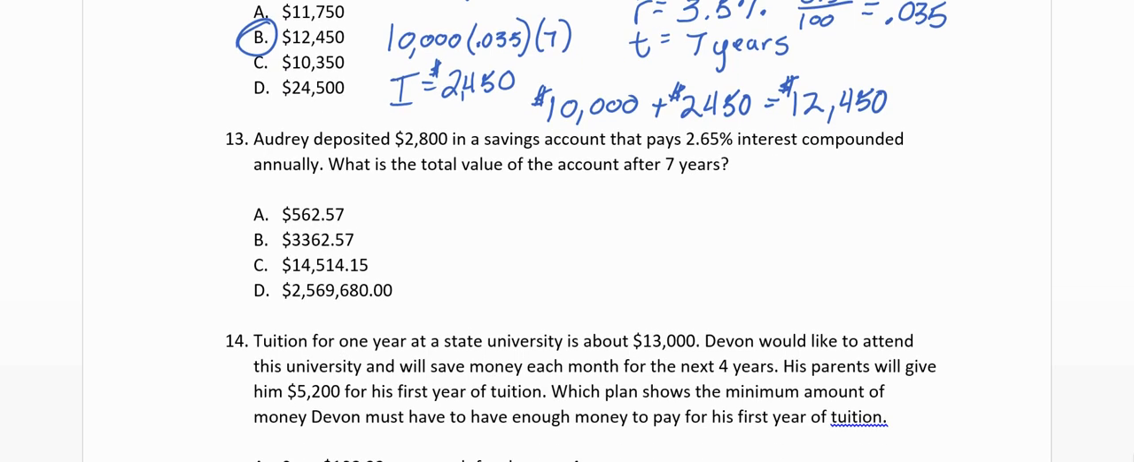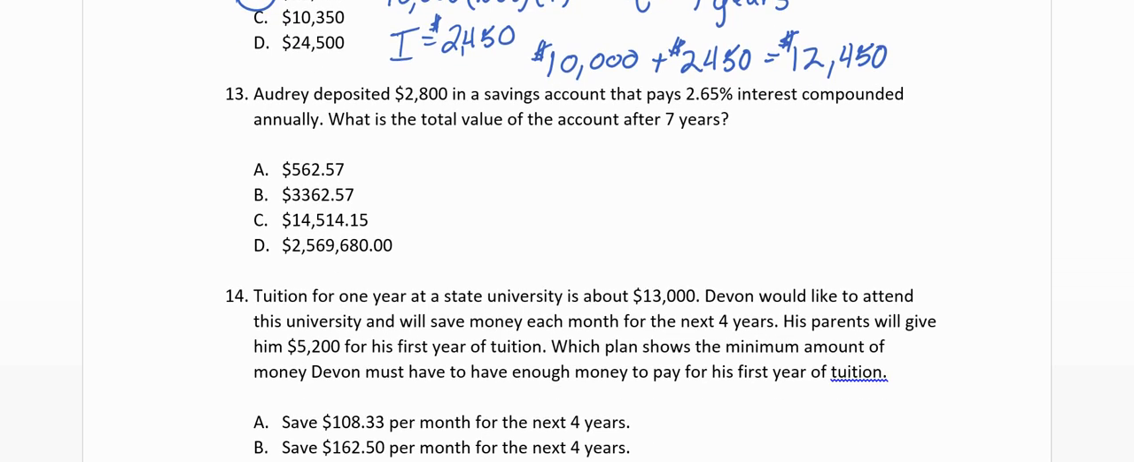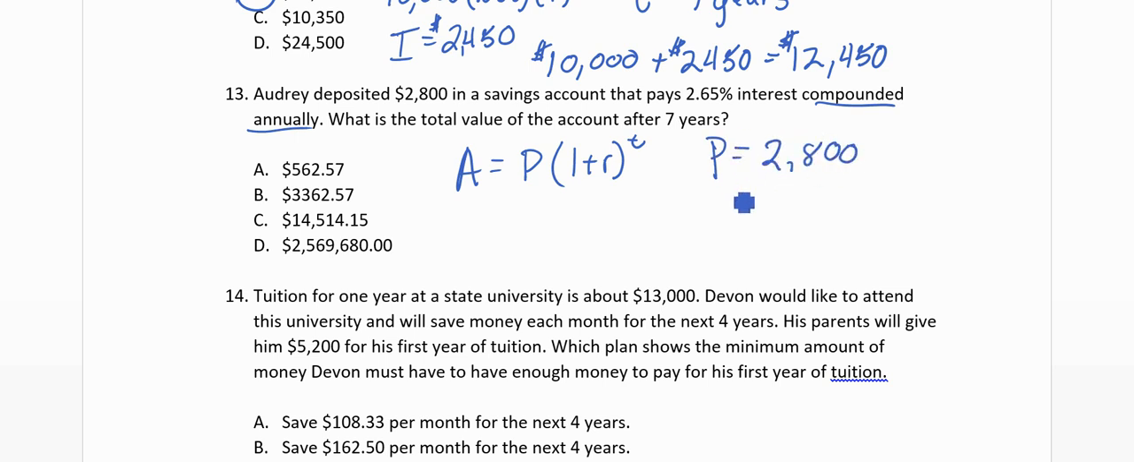Number 13, Audrey deposited $2,800 in a savings account that pays 2.65% interest compounded annually. What is the total value of the account after 7 years? Okay, so my compound interest is A equals P times 1 plus R to the power of T. So P is my principal, which is going to be 2,800. R is my rate, which will be 0.0265 after we divide 2.65 by 100. And T is my time of 7 years.